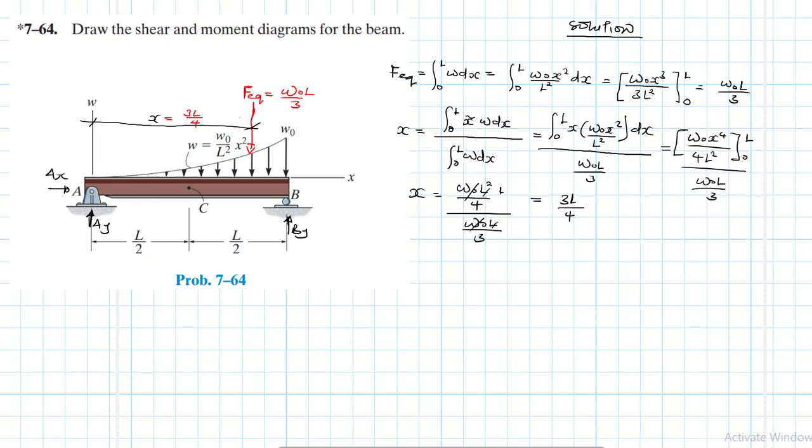So let's find what B_Y is. Summation of moments about point A, with clockwise as our reference. What do we have? We have minus w naught L divided by 3 times 3L over 4, plus B_Y times L equals 0.